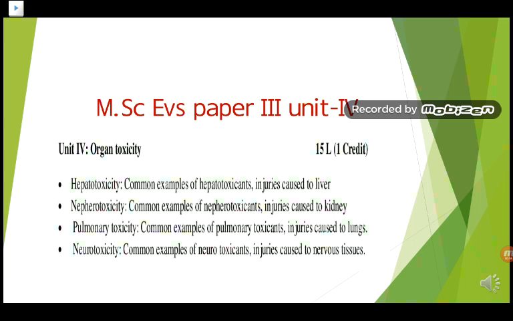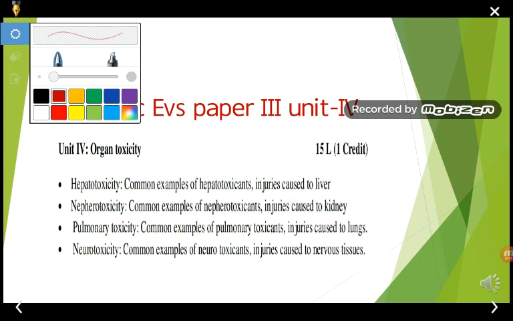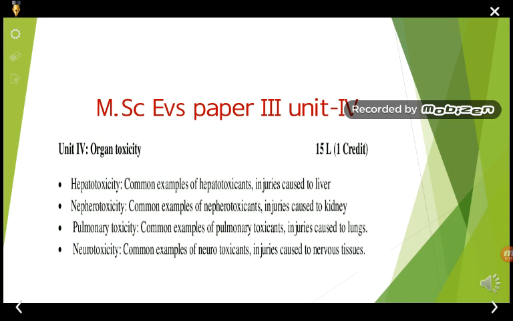So what is hepatotoxicity? It is one of the injuries to the liver. Toxicity of the liver is said to be hepatotoxicity. Nephrotoxicity means injuries to the kidney, or where the kidneys are injured. Next is pulmonary toxicity, which means the effect of toxic substances on the pulmonary system, meaning the lungs.